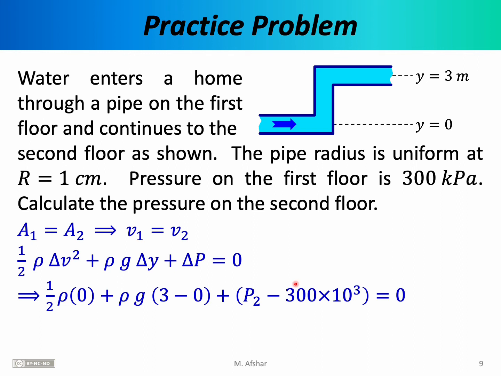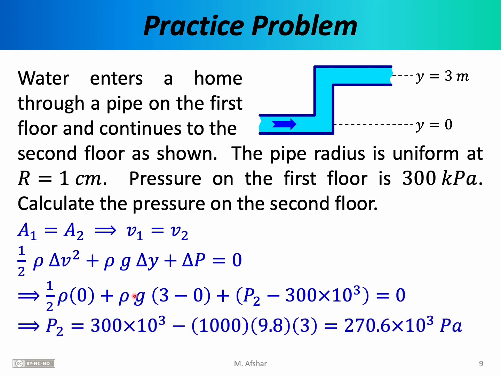We can now plug in some numbers. The density of water is 1,000 kilograms per cubic meter. g, of course, is 9.8. Plugging those numbers in, we see that the pressure on the second floor is indeed lower as we anticipated. Water enters the home with a pressure of 300 kilopascals, but by the time it reaches the second floor, it will have a pressure of approximately 270 kilopascals.